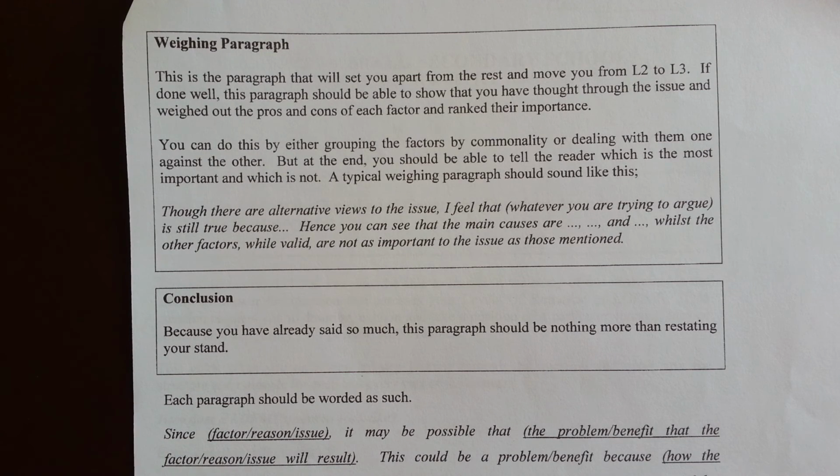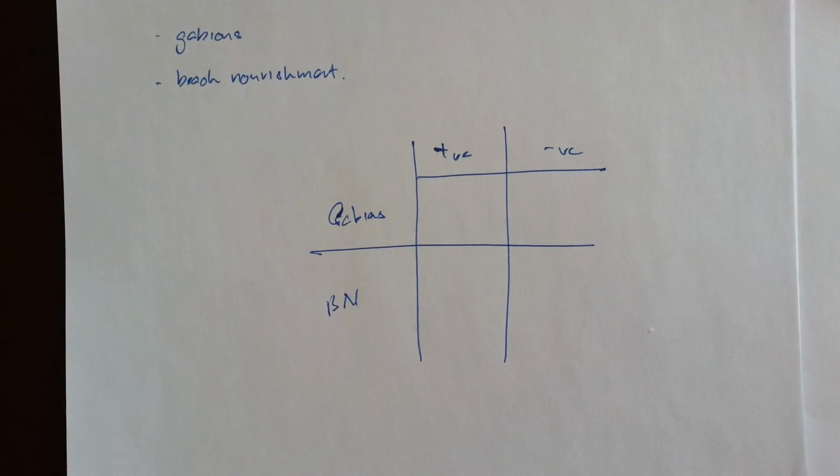Don't bring in anything new. Just take everything that you have said before and put it one against the other. So, positive for factor 1 vis-a-vis negative for factor 1. Let's go back to the table again. Gabions are good because, however, some people think that they are limited in this manner. Right? The juxtaposition, and then say, nonetheless, I still think that Gabions are positive because.